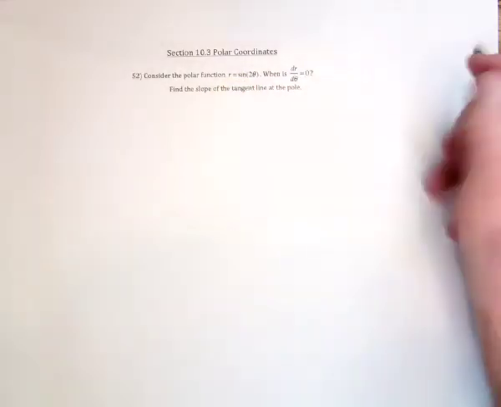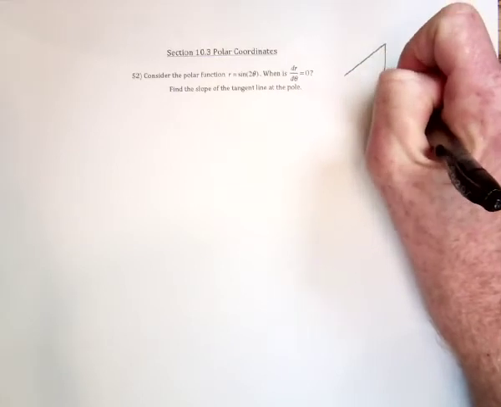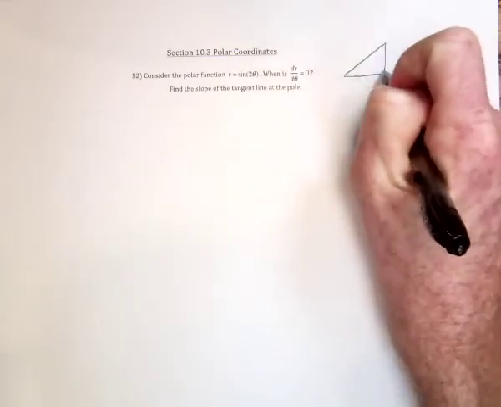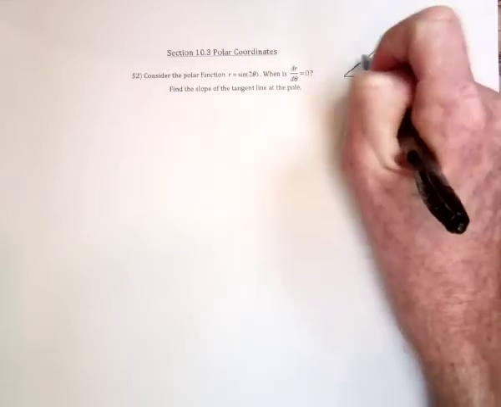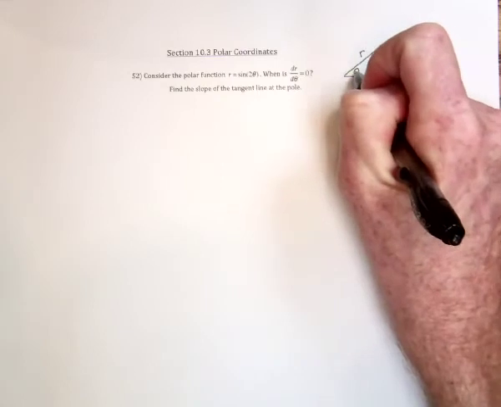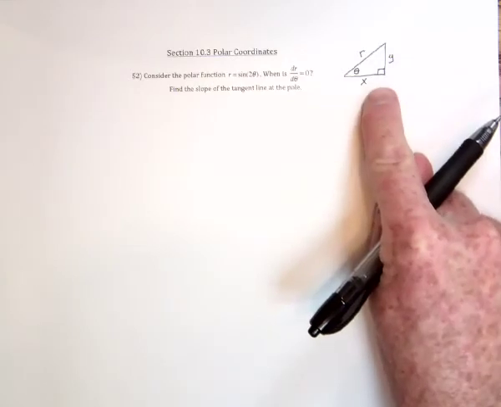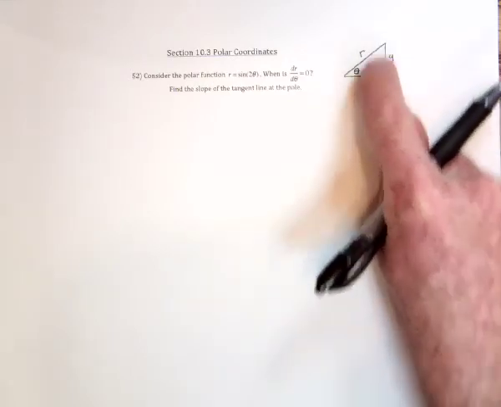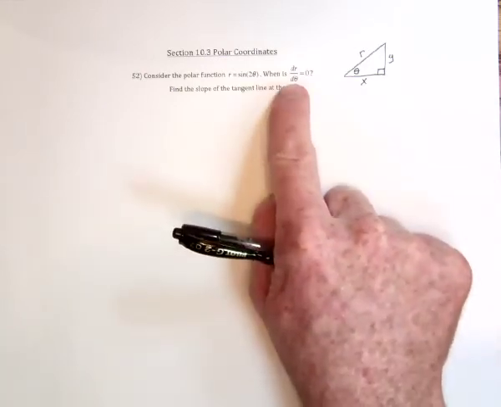So keep in mind that with polar coordinates, if you ever forget the formulas that convert between the two, you can always just make a right triangle. This would be x, y, and r. And if you put theta as the angle, then you can just use the definition of sine, cosine, and tangent to come up with formulas that involve x and y and r and theta. So with this one, find out when is dr d theta equals 0.